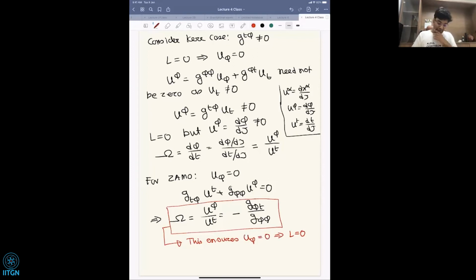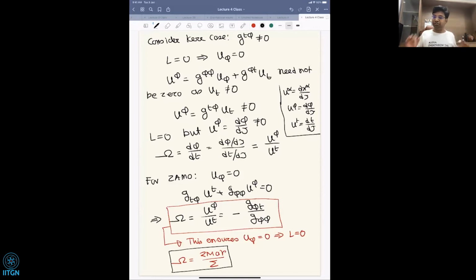Okay. Now note that this is something we have actually calculated from the Kerr metric. So you take the g_phi t for the Kerr, g_phi phi for the Kerr, and you will be able to prove that this omega is nothing but 2mar by sigma. So observers with this angular velocity, their angular momentum is 0, but they can have this angular velocity.